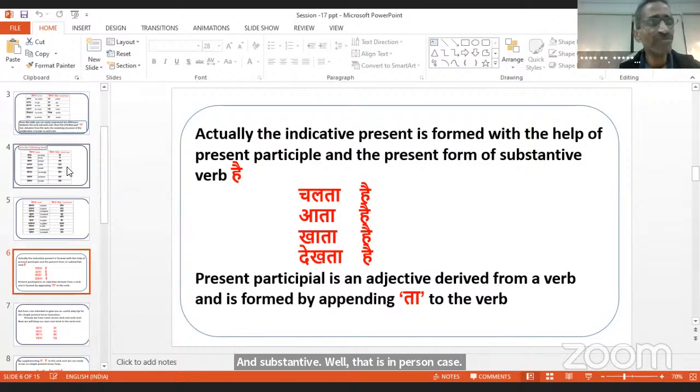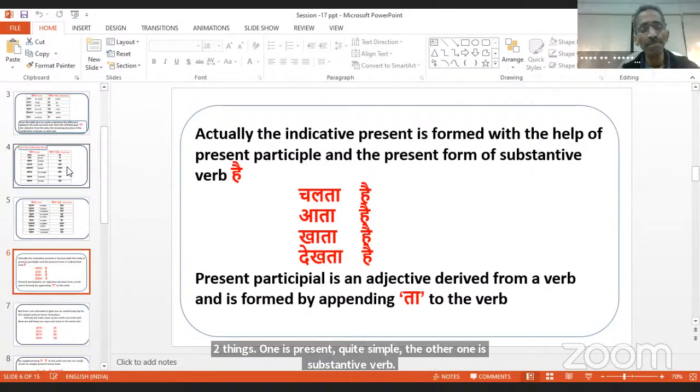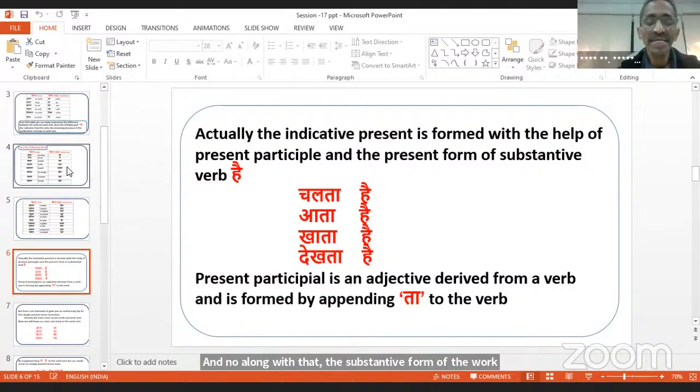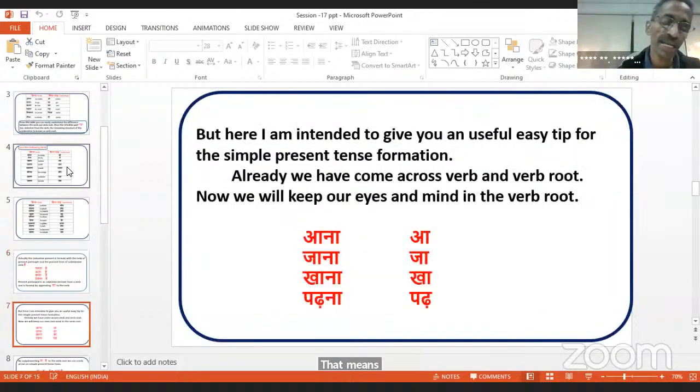So substantive verb means it is hai itself. Two things: one is the present participle, the other is the substantive verb. The present participle you get by deriving from a verb and appending ta to the verb root. So you got it: chalta, aata, khata, dekhta. And along with that, the substantive form of the verb we have to add. That means chalta hai, aata hai, jata hai, khata hai, pita hai.